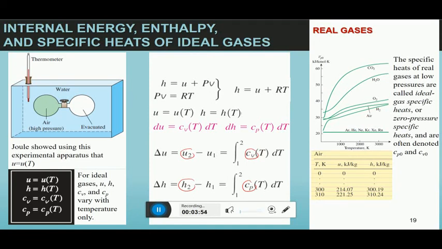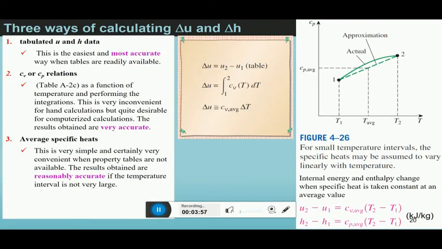Now in most thermodynamic problems, we have to calculate delta U and delta H values. Tabulated data is the most accurate way to calculate this. So for example, for water, for refrigerant, you have tabulated U, H data. So in that case, you can use them. If you don't have tables, what you can do is try to use Cv or Cp relationships. In these relationships, you have to use integration to calculate delta U and delta H. This gives a very accurate result.